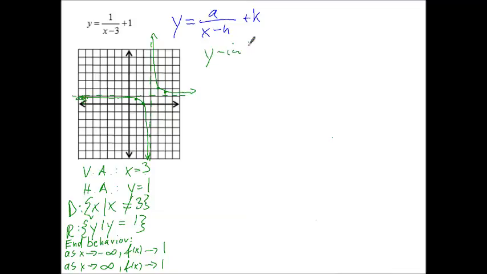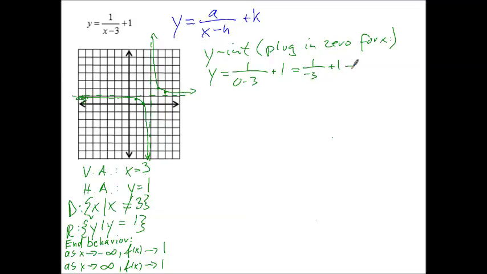Start with the y-intercept, and that we find when we plug in 0 for x. Y is equal to 1 over 0 minus 3 plus 1. In other words, 1 over negative 3 plus 1, or negative 1/3 plus 1, which is 2/3. 0 and 2/3 are the coordinates. And if we look here, that is pretty much exactly where we put our point.